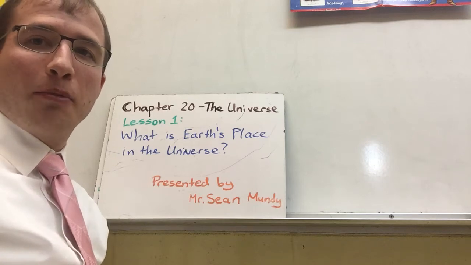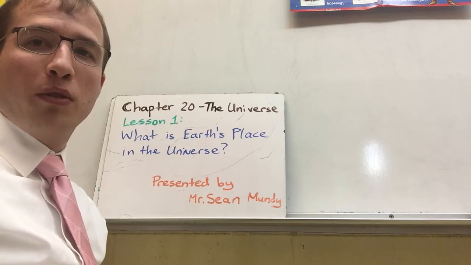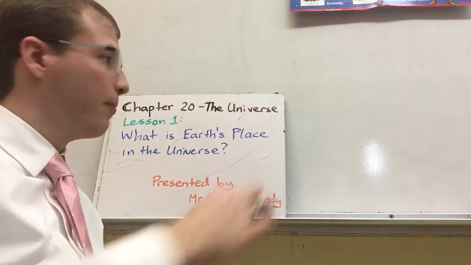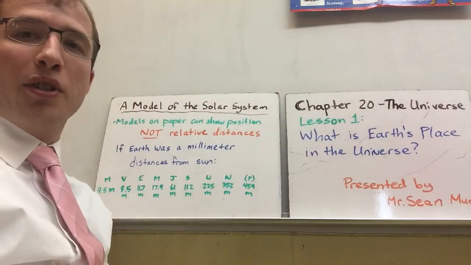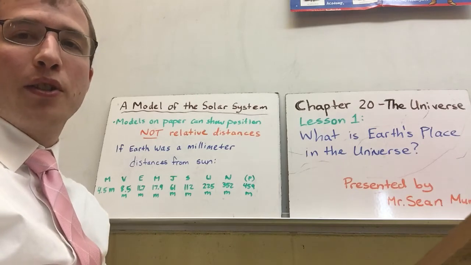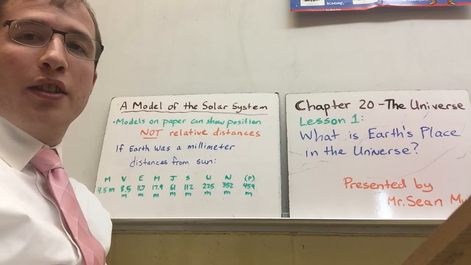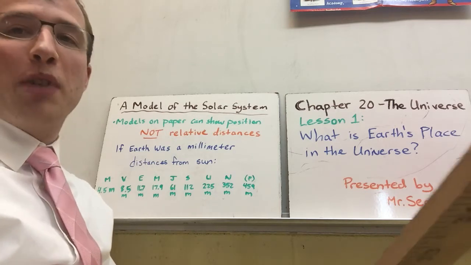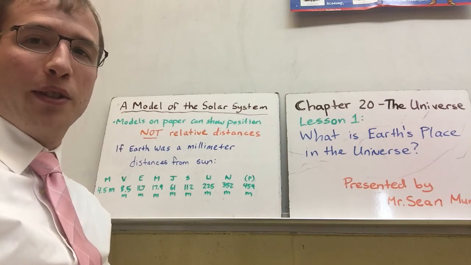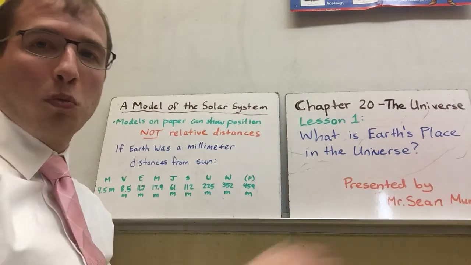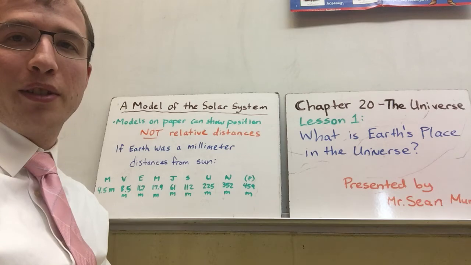So today we're going to look at part 3, the last part of chapter 20, lesson 1. What is Earth's place in the universe? So we're going to look at, can we make a model of the solar system? Well, if you look at a model in our science textbook, the models on paper can show the relative position of the planets. So you can see which one comes in what order. However, you cannot show the relative distances, okay?